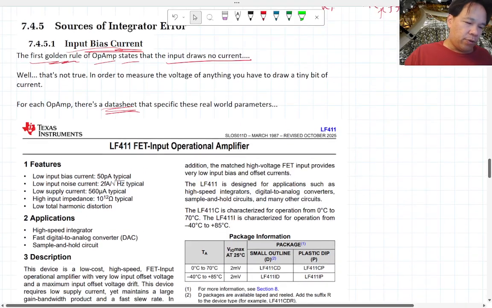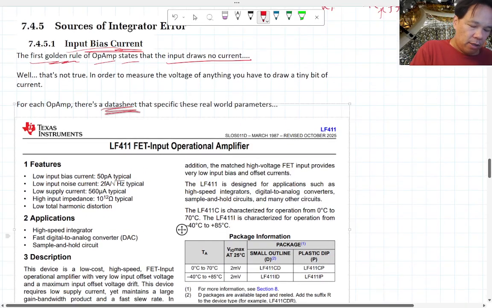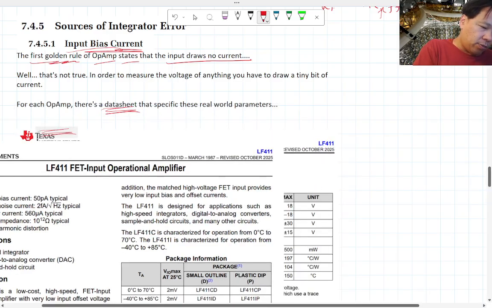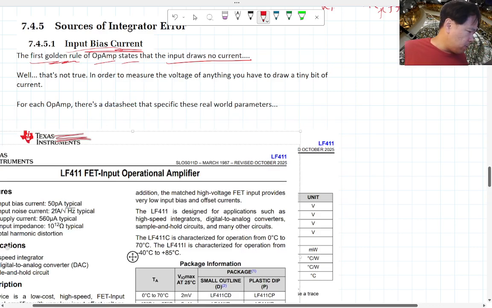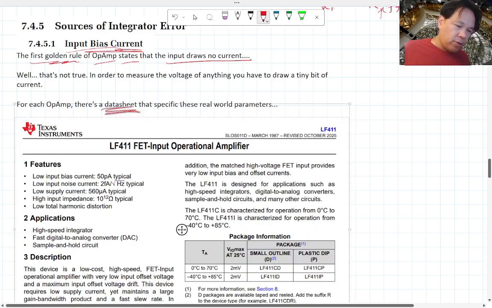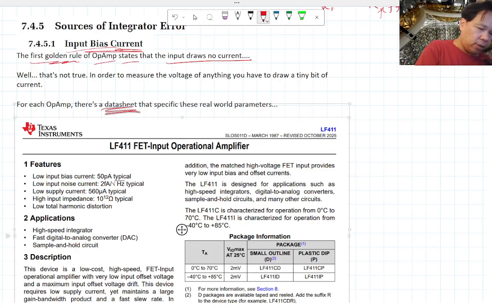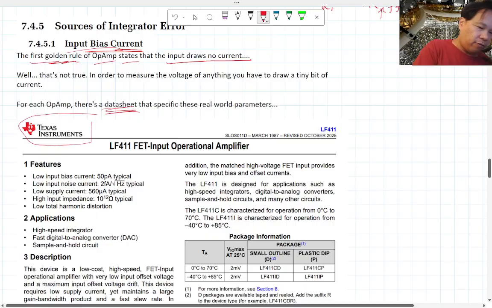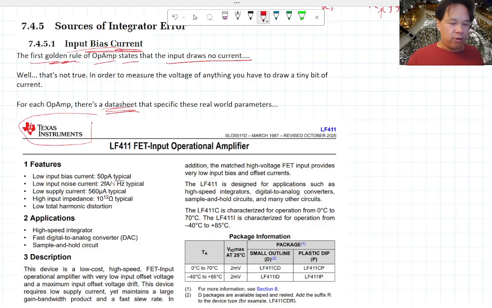Okay, if you do a little search on the internet for LF411 data sheet, it's pretty easy to find. Typically you'll find data sheets from different companies. Texas Instruments is one of the bigger integrated circuit manufacturers, so I would trust the data sheet from them more than a data sheet from a random company .org or actually .biz or something like that.